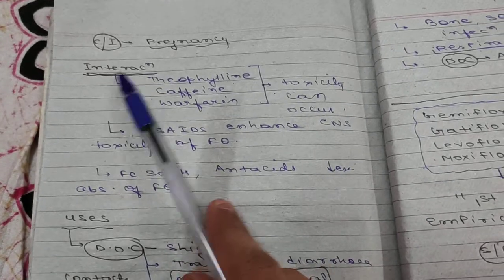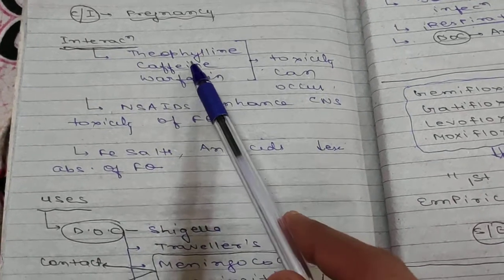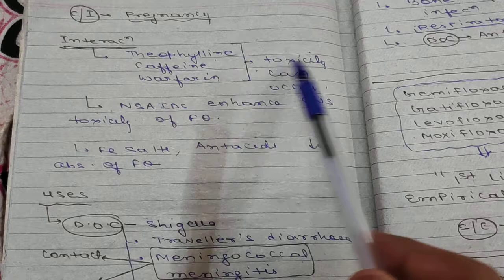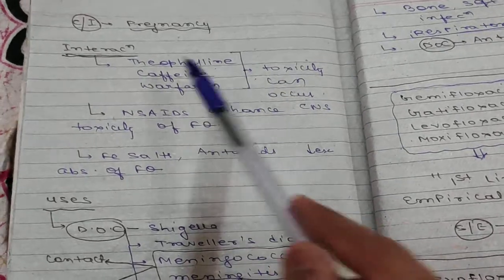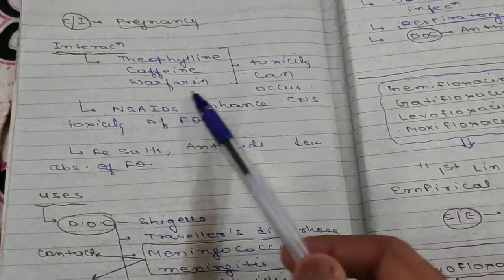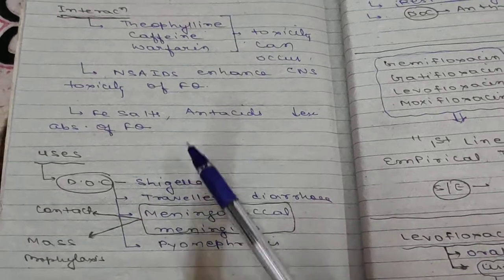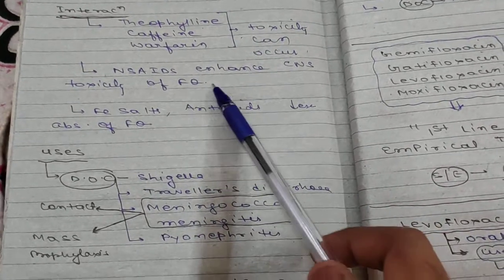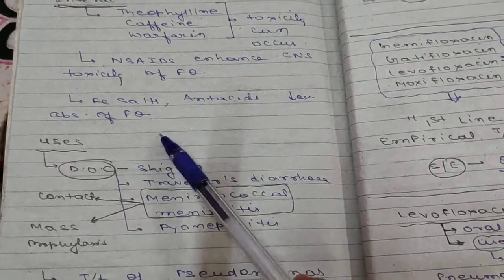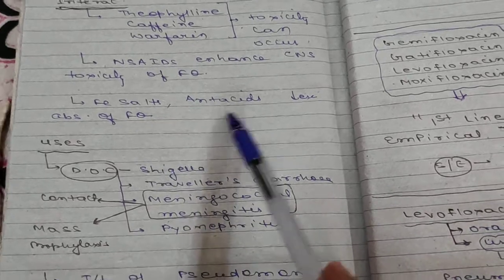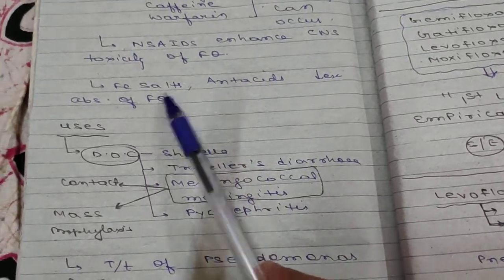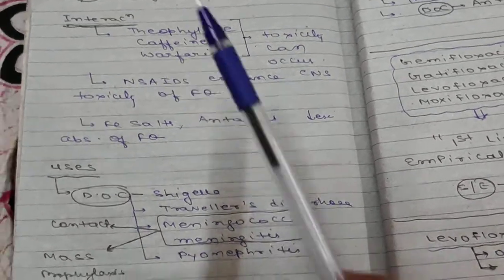Now coming to the interactions of ciprofloxacin. Theophylline, caffeine, and warfarin toxicity can occur. These three toxicities can occur because ciprofloxacin decreases the metabolism of these three. NSAIDs enhance the CNS toxicity of fluoroquinolones, and iron salts and antacids decrease the absorption of fluoroquinolones. So these three interactions are important.